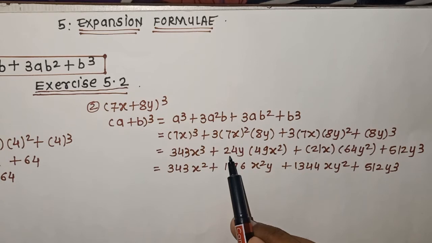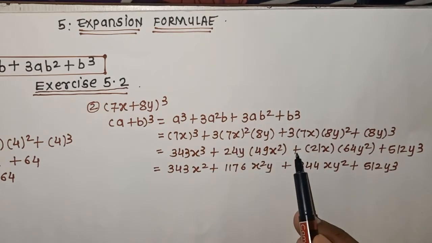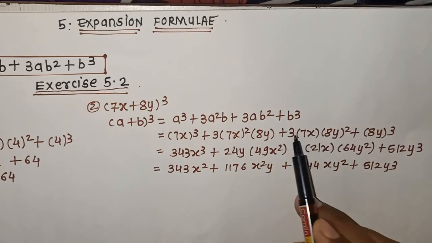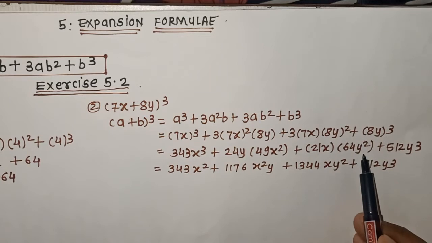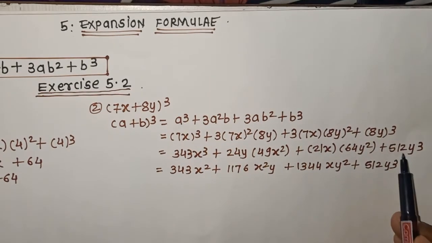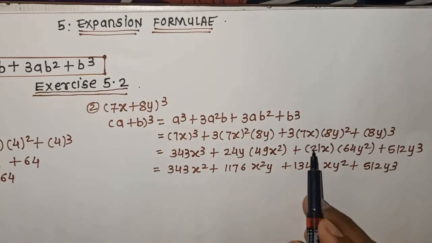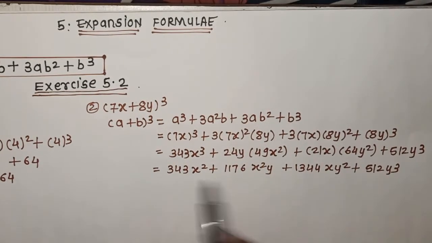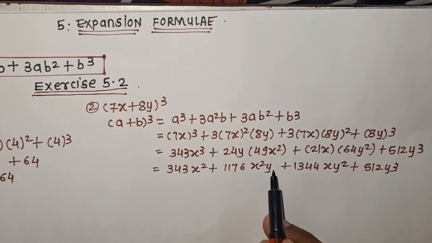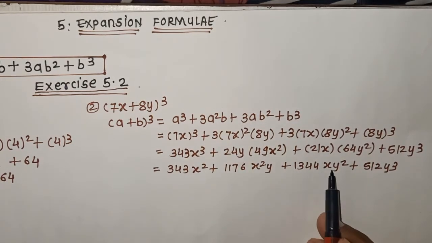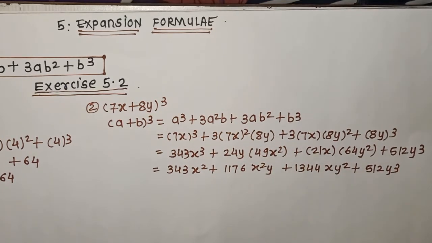Now we know 7 cube is 343, and x cube is x cube, plus 3 into 8 we get 24y, 7x square that is 49x square, plus 7 into 3 is 21, and x as it is, 8 square is 64, y square is y square, plus 8 cube is 512, y cube is y cube. Now multiply these terms, and we get the final answer, that is 343x cube plus 1176x square y plus 1344xy square plus 512y cube.